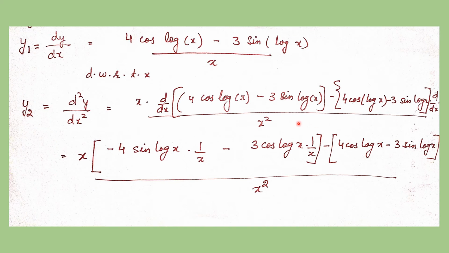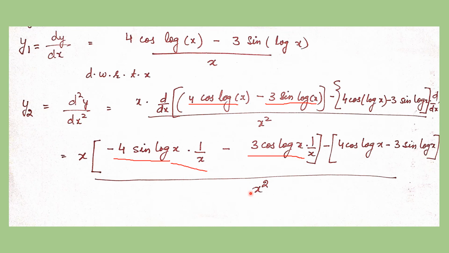Now you see that here you are getting x. This x you can take common. You will be left with, now what is the derivative of 4 cos log of x? The derivative of 4 cos log of x will be minus 4 sine log x multiplied by the derivative of log x, which will be 1 upon x. Now the derivative of minus 3 sine log of x will be minus 3 cos log of x into the derivative of log of x, which will be 1 upon x, minus 4 cos log of x minus 3 sine log x as it is, and the derivative of x, which is 1, you can ignore.